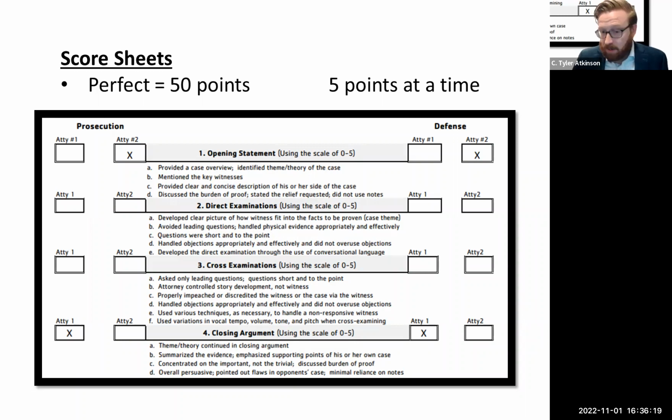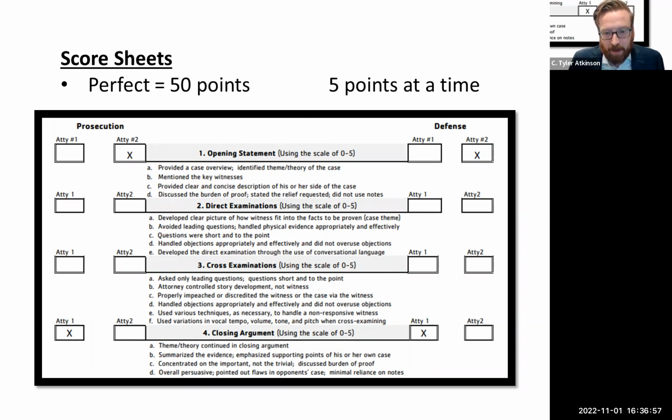There's a little hint: you can key your evaluator into the fact that you know what you're supposed to be talking about by mentioning some of these things. You don't want to come out and say theme or theory, but it's clear what the theme or theory is. You can say, I've got 3 key witnesses today. You can say, let's talk briefly about the burden of proof. So you can mention the things that are provided in your score sheet in your opening and closing if you want. But go through, make sure in cross you're asking only leading questions.